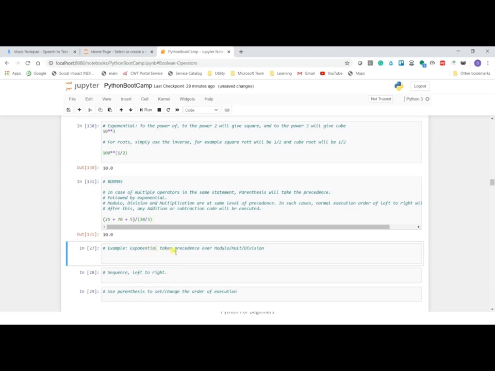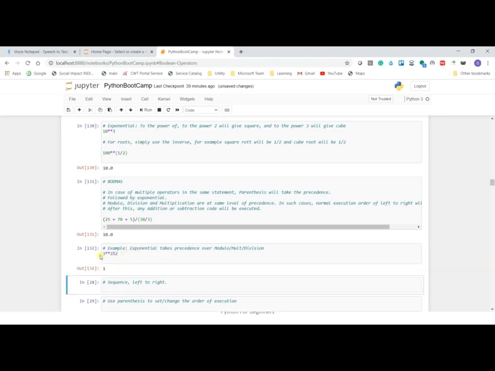Between modulo, multiplication and division, let's take this example. So let's say I'm giving 3 and then exponential 2 mod 2. In this case, because it's exponential, it will always take precedence over modulo, multiplication and division. Thus, 3 to the power 2, which is 9, will get executed first, and 9 mod 2 would be 1.